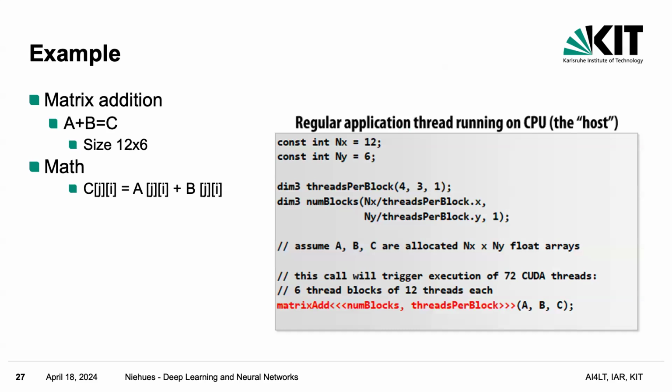How that looks is again here. So you say how big your matrix is. You say how many threads you want to have, so how many threads per block. And then based on that, if you say you want to have 4 and 3, so 12 threads in one block, and given all your entries you want to have, it's clear how many blocks you want to have.